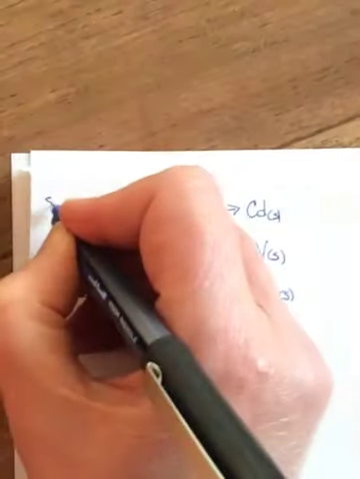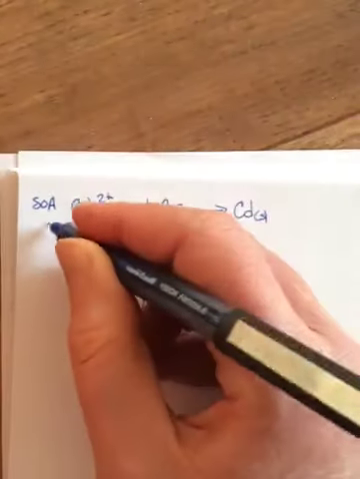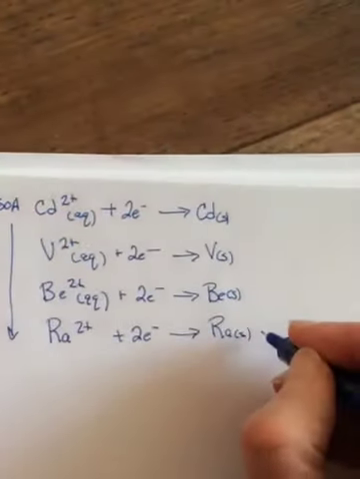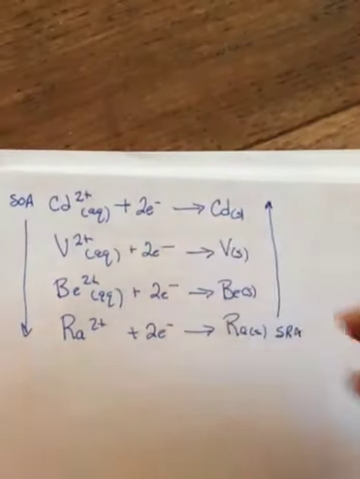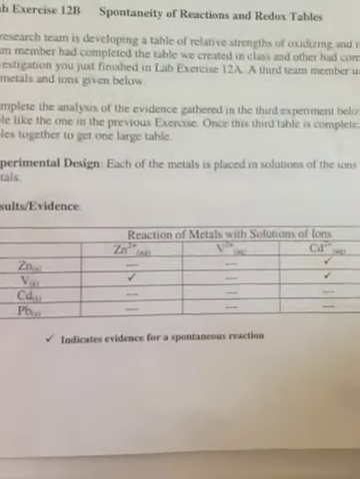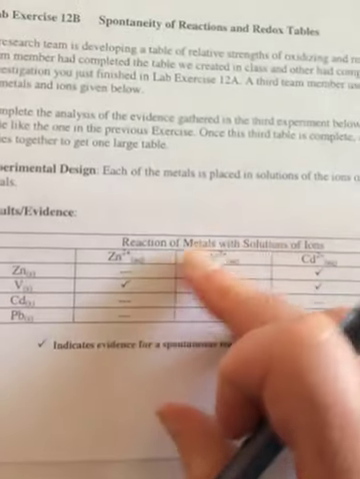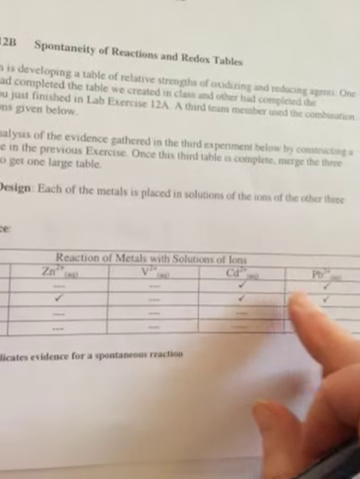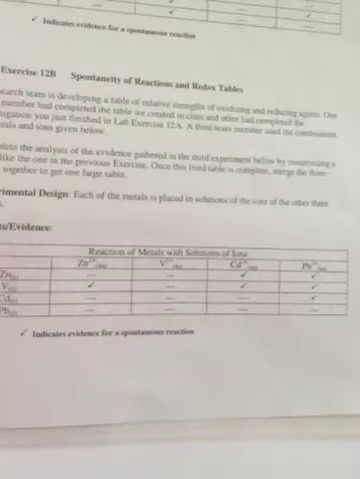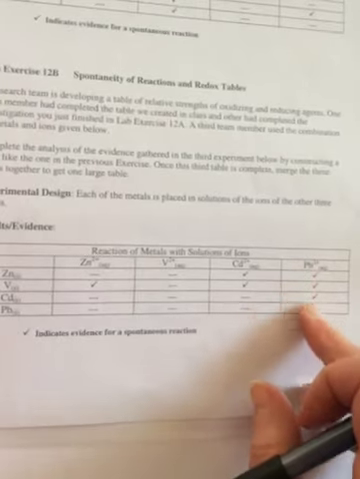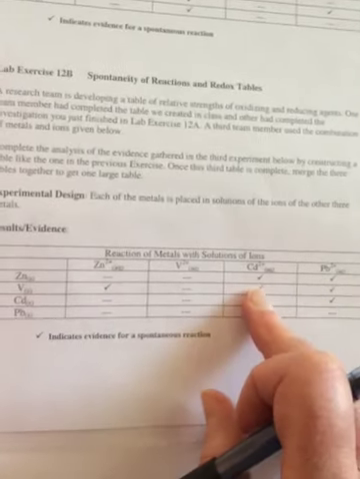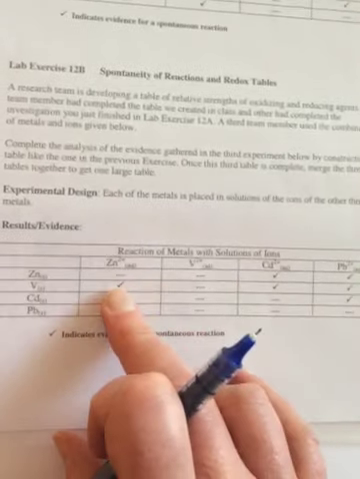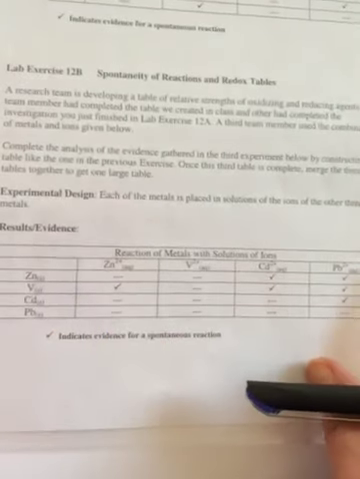Okay, so this one up here is the strongest oxidizing agent going down. This one over here is the strongest reducing agent going up. That's 12A. Now it gives you another chart for 12B, which has zinc, vanadium, cadmium, and lead in it. So again, you want to find which one's strongest, and it's lead, because it's the one that causes 3 of the 4 to react. Next is cadmium, then zinc, and last is vanadium.